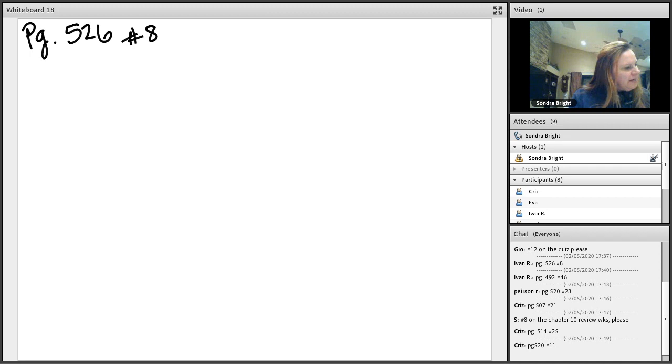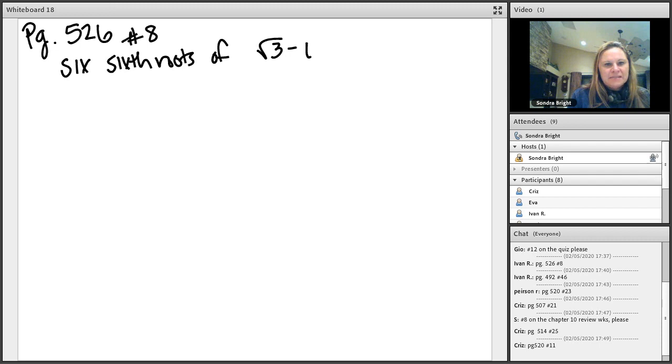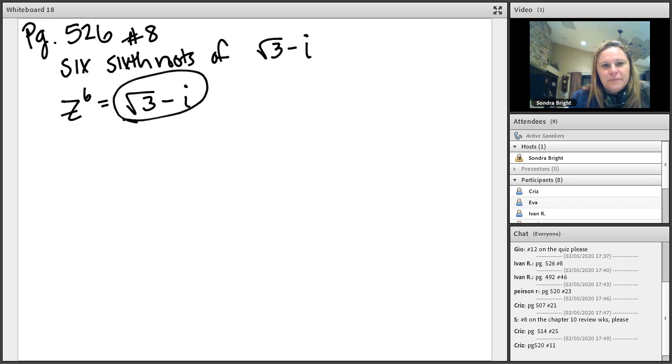And it wants you to find the 6 sixth roots of rad 3 minus i. Okay, so that means I'm looking for z to the 6th is equal to rad 3 minus i. Right, I'm looking for z. I need to solve for z. I need to find those 6 sixth roots. So what you're going to do is change this guy to polar form.